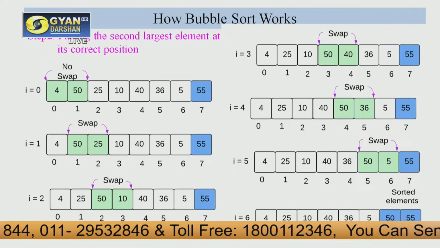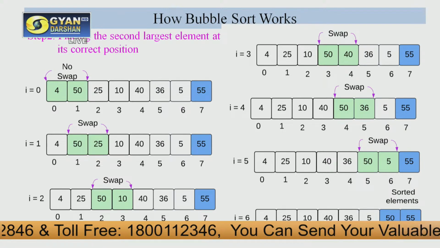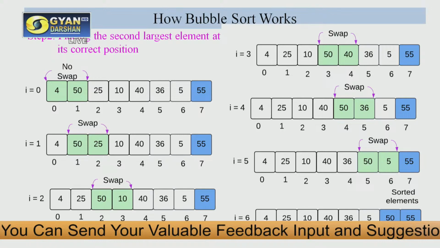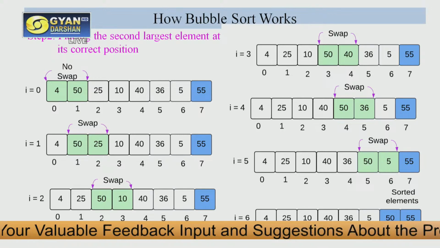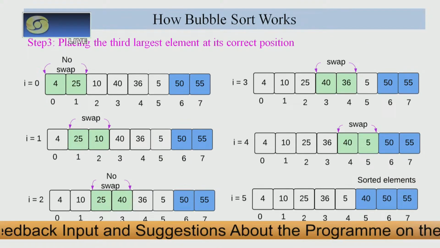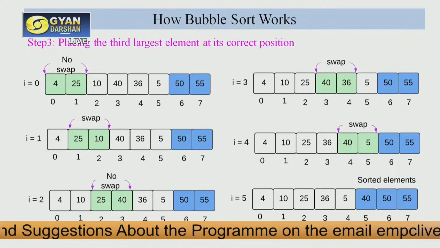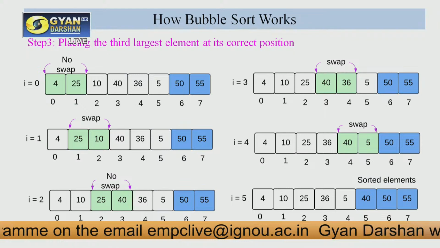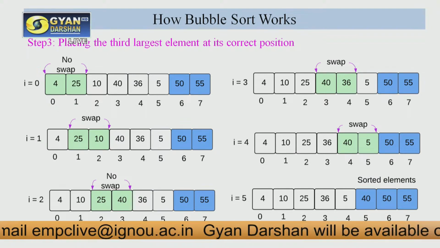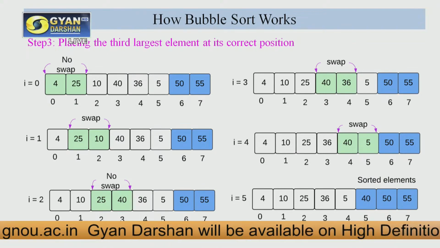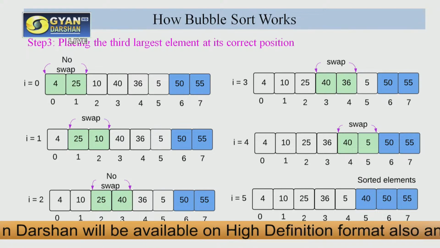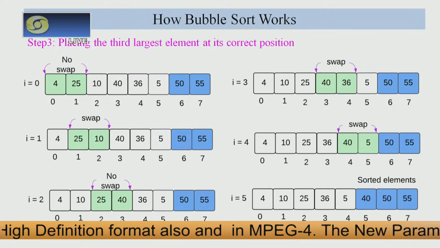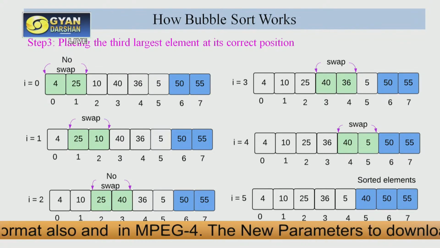Similarly, in step number 2, we can see that there are 7 iterations required to sort the second largest element. In the third pass, or third step, we require 6 iterations. So starting from n iterations in pass 1, we decrease by 1 in every pass. In pass 2 we require n minus 1 iterations, in pass number 3 n minus 2 iterations, and so on, and the total number of passes will be n minus 1.